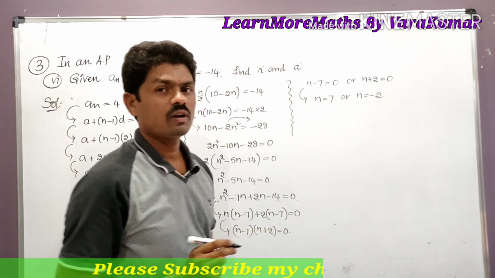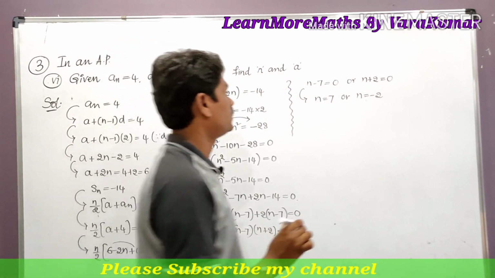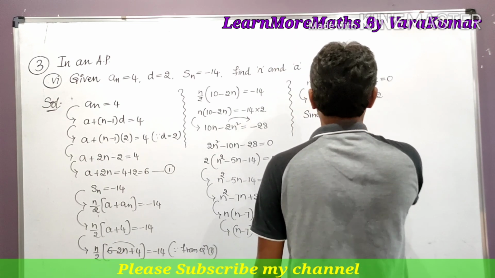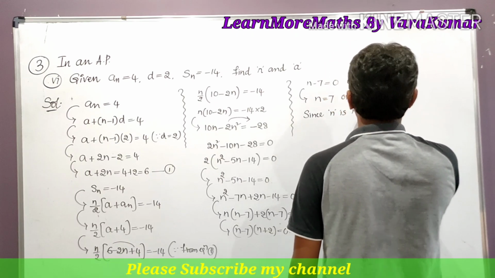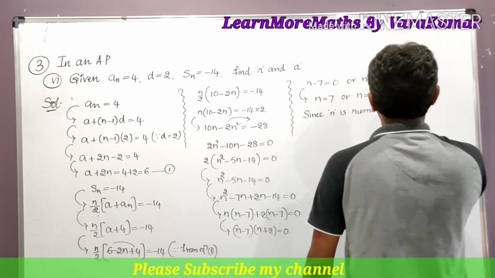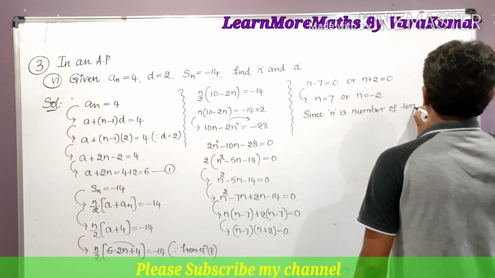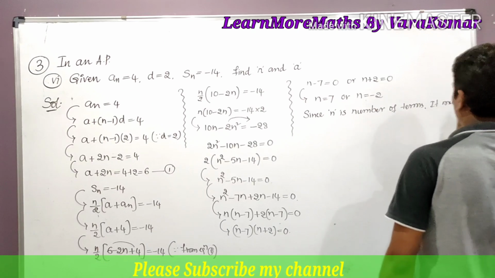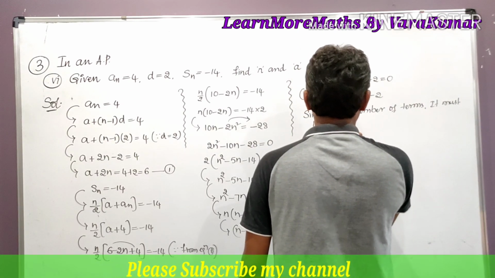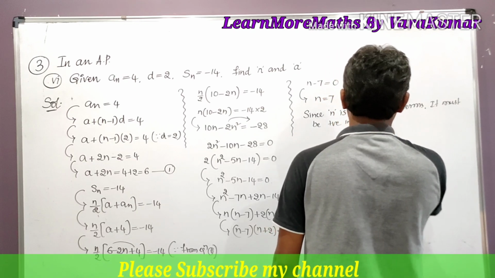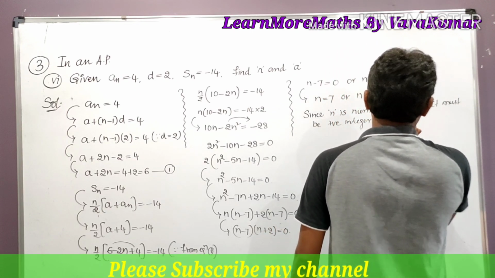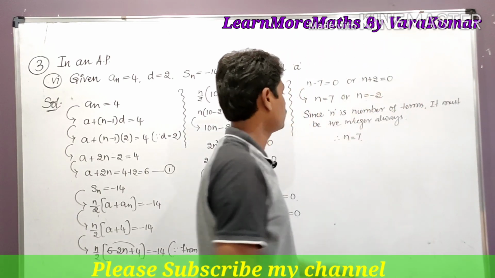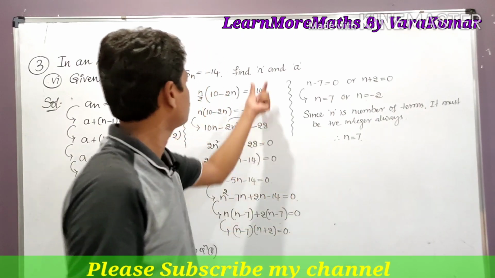Since n is number of terms, it must always be a positive integer. Therefore we can take n is equal to 7, student. Since the other value is negative, we have to take only positive, n equal to 7. So we have the n value.